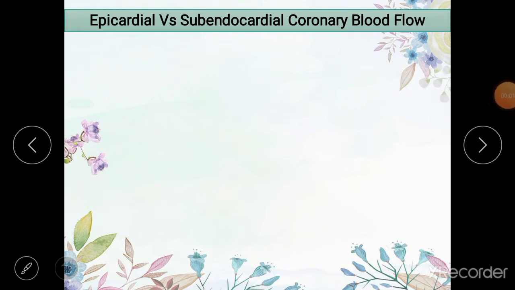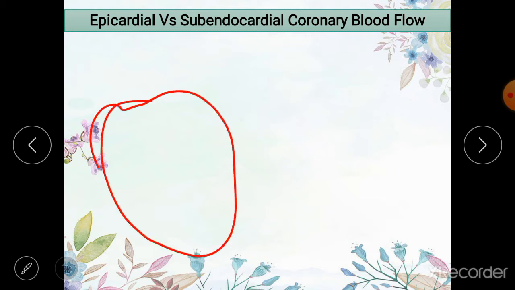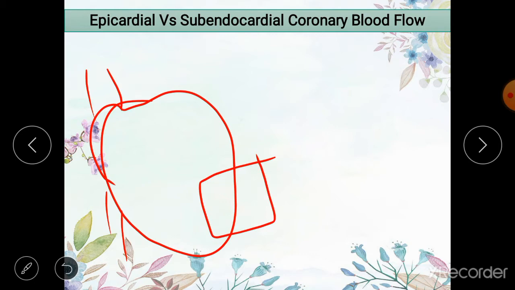Let us now discuss the special arrangement of your coronary blood vessels according to their depths in the cardiac muscle. Before we study the type of blood vessels, let us discuss the three layers of the heart. Suppose we have the heart over here, and this is the ventricle. If we take a section of the ventricle, we will observe that there are three layers which make up the ventricular wall.